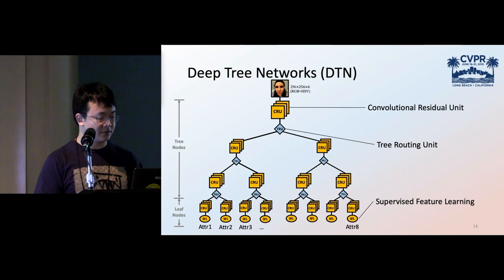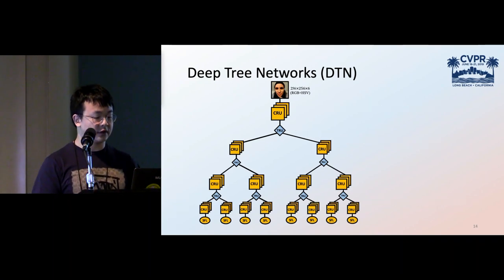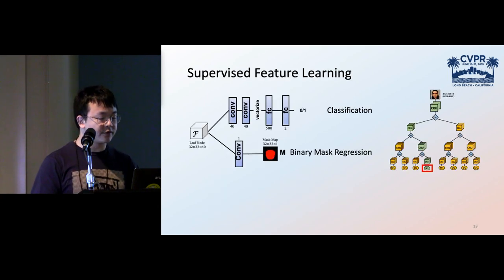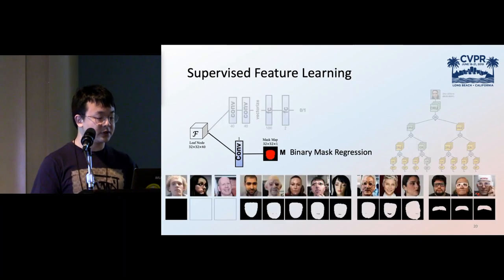When data comes, the routing unit will decide a value to guide the sample to go left or go right. At the leaf node, the network will perform a supervised classification task and a binary mask regression task to learn the difference between live and spoof. Shown below, the binary mask indicates pixels that belong to the spoof material.